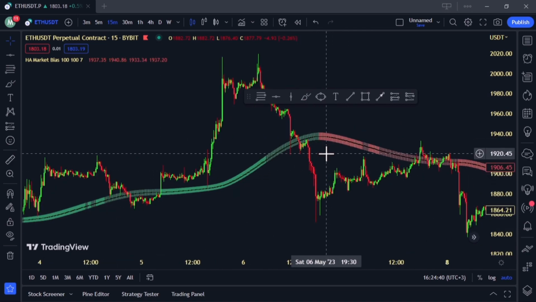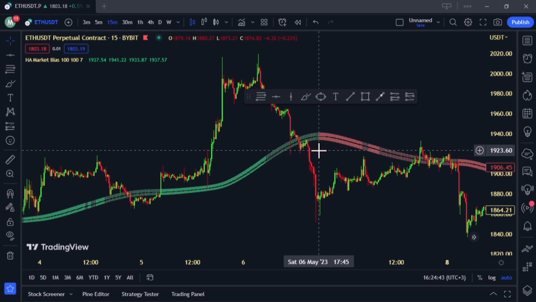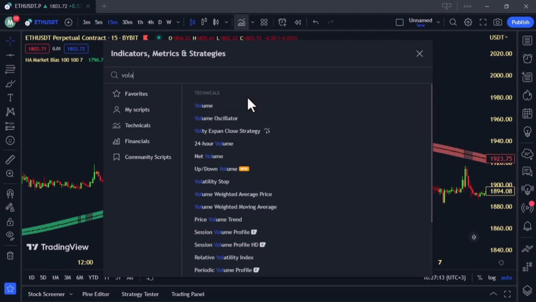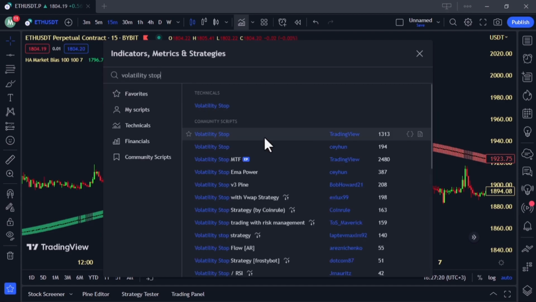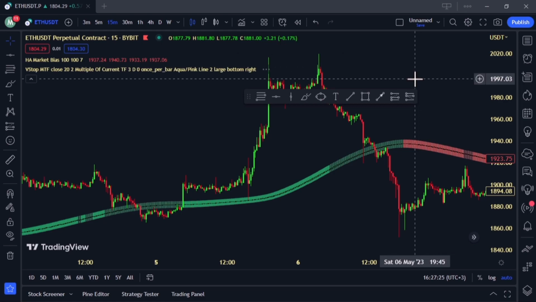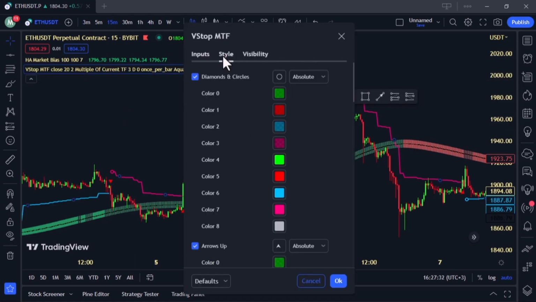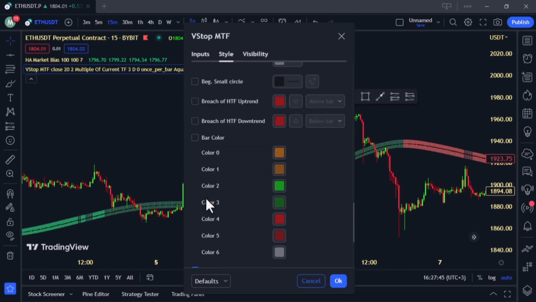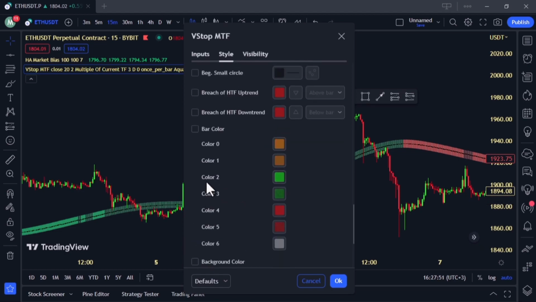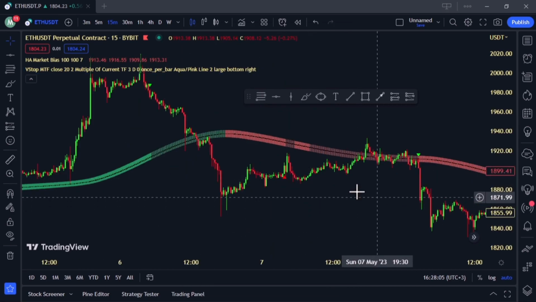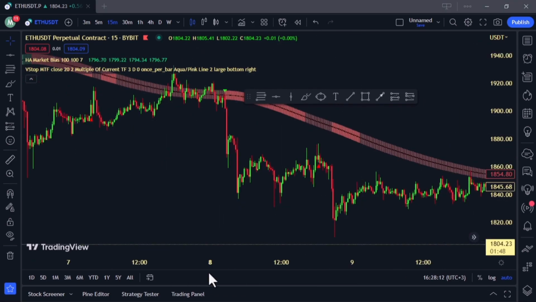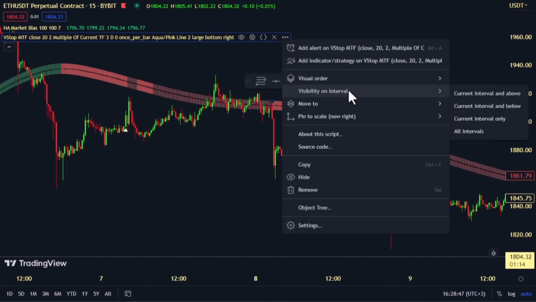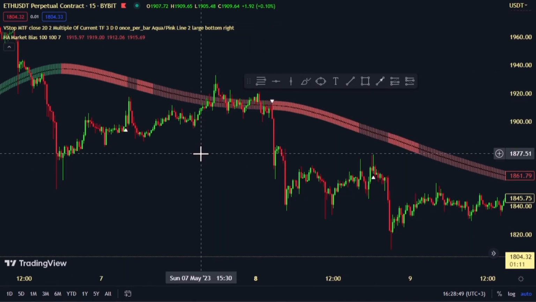But how to make that more accurate? The next indicator which I'm going to add to the chart is the Volatility Stop, this one by TradingView. So I'm going to make it favorite, bring it out on the chart. So I'm going to go to the settings and delete everything, and I'm going to only leave the buy and sell signals, just like that. Okay, now you have it, beautiful. Let me go to the settings of this. We stop the visual orders and bring it to the front. So there you have it.